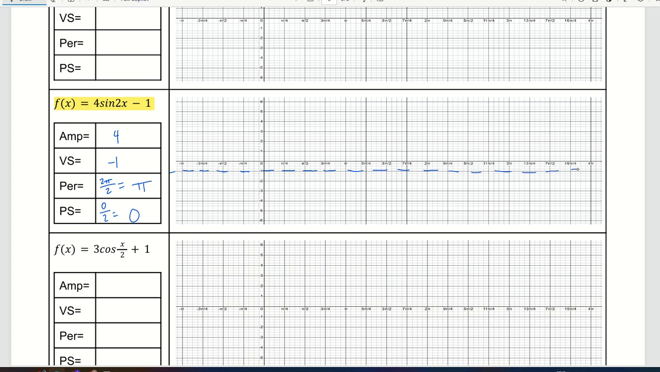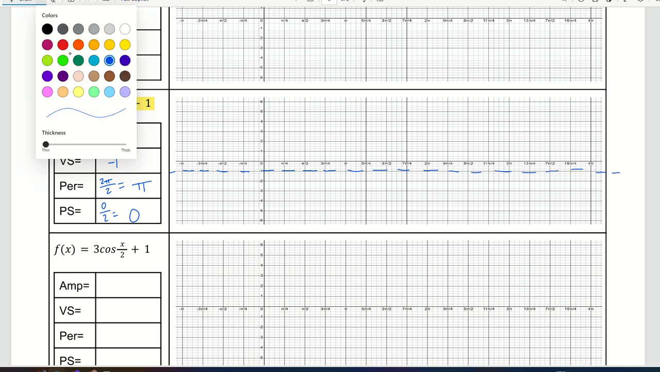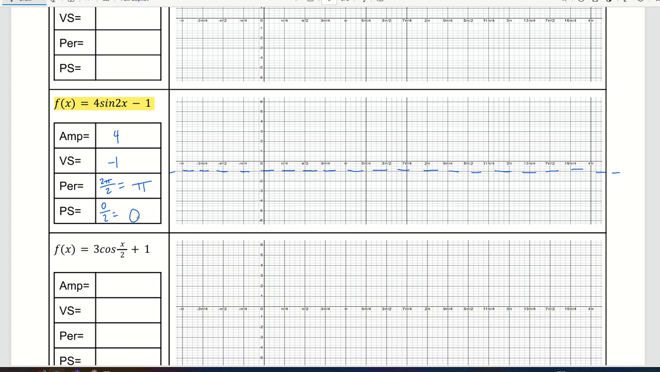Again, it's dotted because it's just a reference line. For sine, we go to our starting point, and at 0, we have a midline crossing. And then we go a period away from our starting point. So if our period is pi, we're going to end at pi. We have a midline crossing. Directly between these two midline crossings, the first and the last one, is another midline crossing.